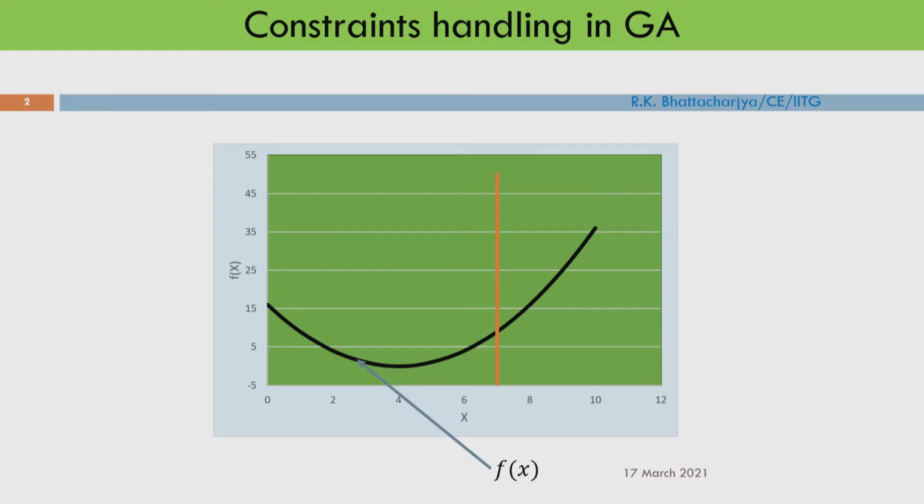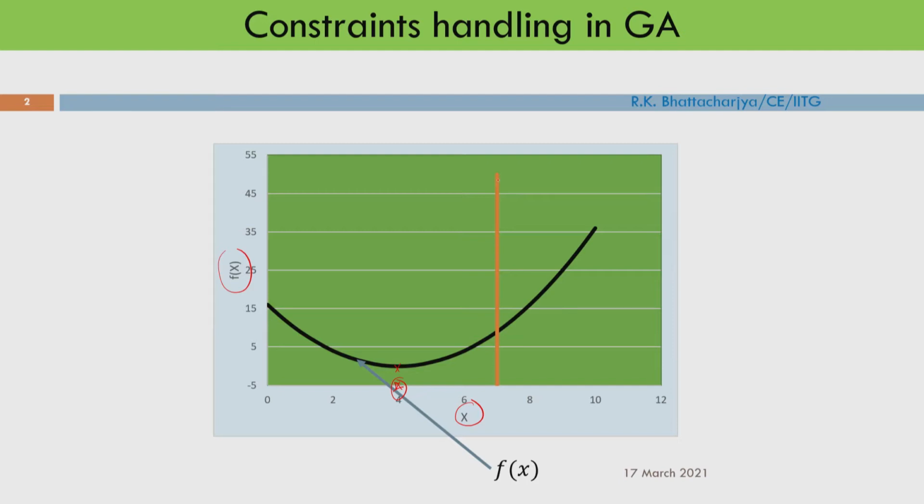Suppose we have taken a function f(x), and this is the function I have plotted here. This is a single variable function, with x on the x axis and f(x) on the y axis. If you look at this function, the minimum is somewhere here, and the x star is somewhere here. So, this is the optimal, or you can say the stationary point of this particular function.